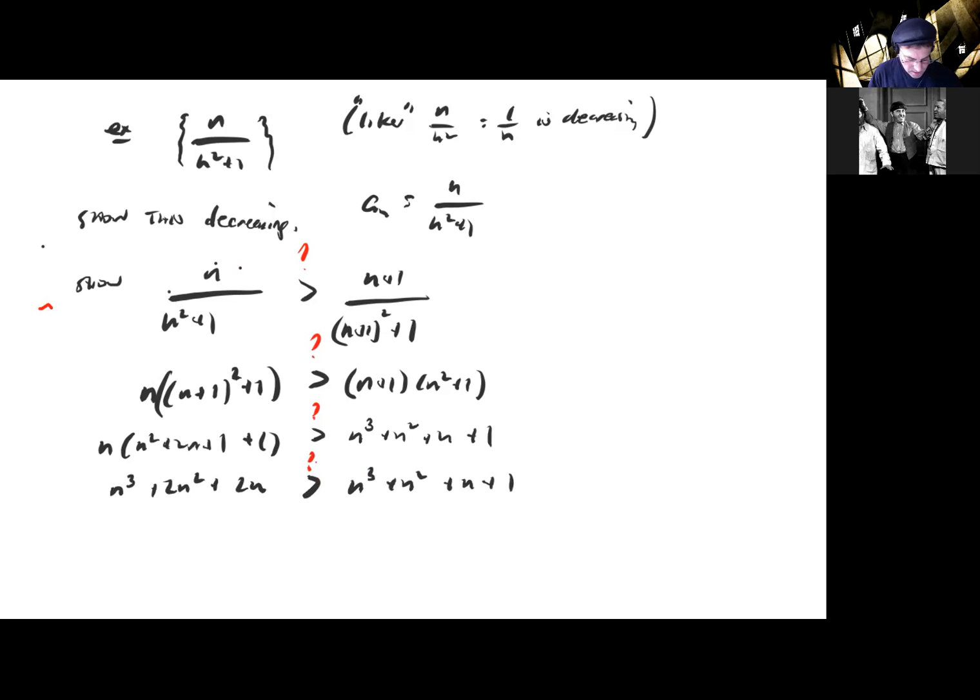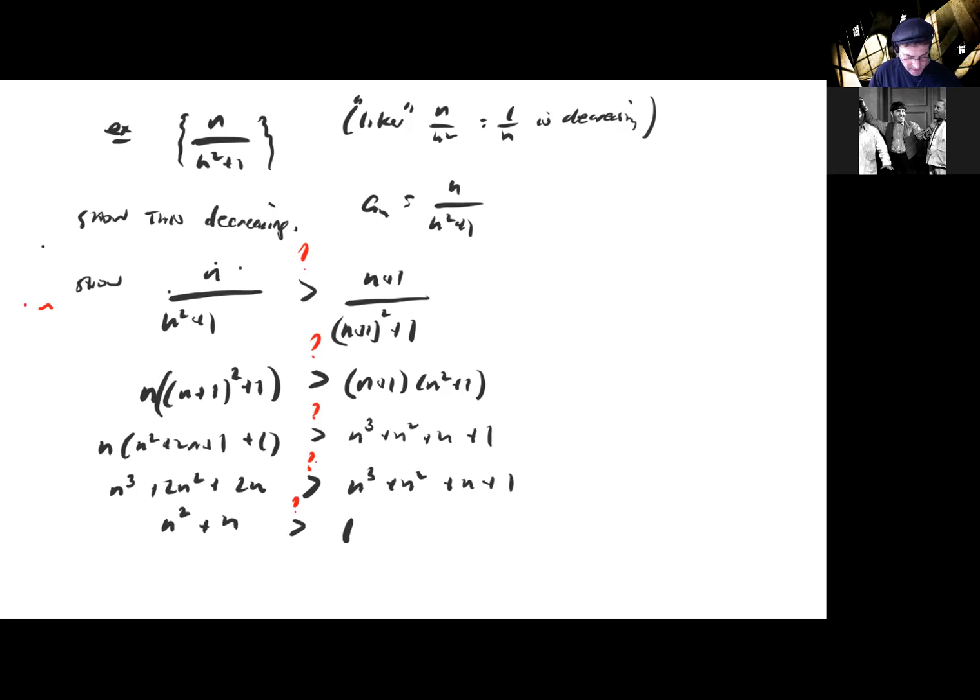Okay, so now you can subtract n cubed from both sides. You can subtract n from both sides. And you can even subtract n squared from both sides. So you can subtract the first three terms here on the right from both sides. What do you get? You're going to be left with n squared plus n, and you want to know whether that's bigger than 1. So that's the question mark.